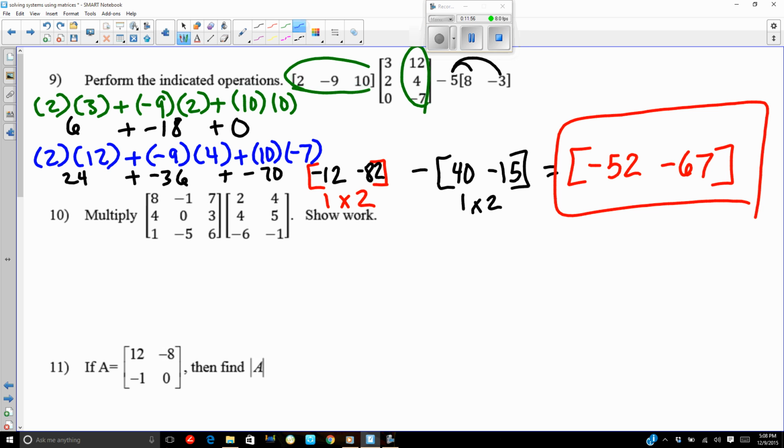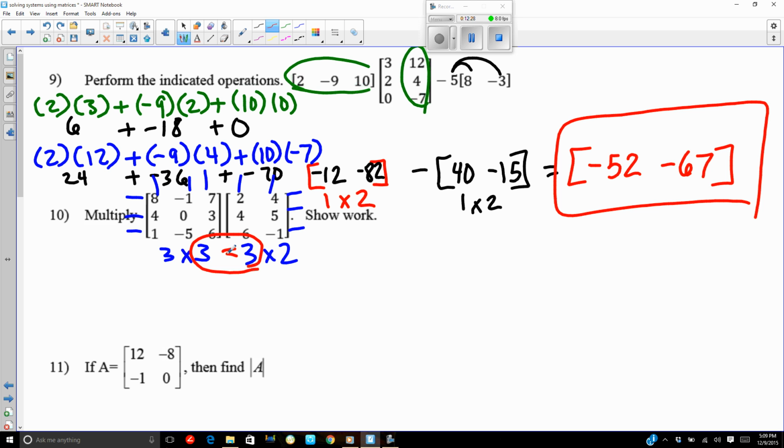Number 10, 3 rows, 3 columns. Multiplying a 3 by 3 times a 3 by 2. There will be problems on the test like this, both multiple choice and non-multiple choice. So you have to be able to do these by hand. There's a lot of these. You know, they're long, but it'll be worth it when you get that good test grade.